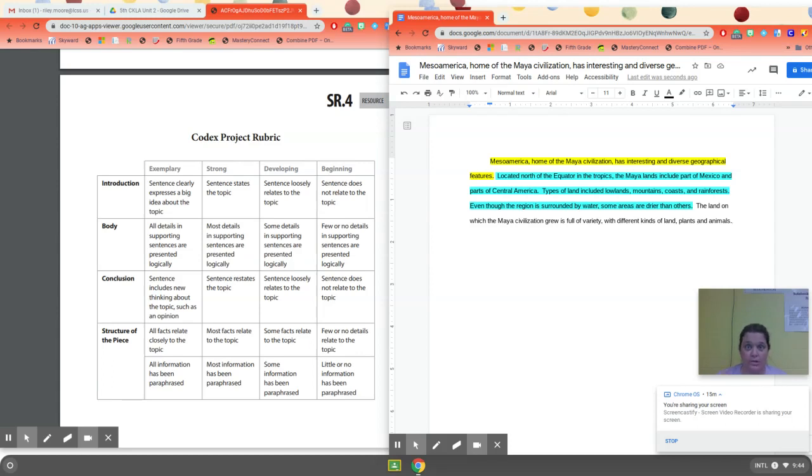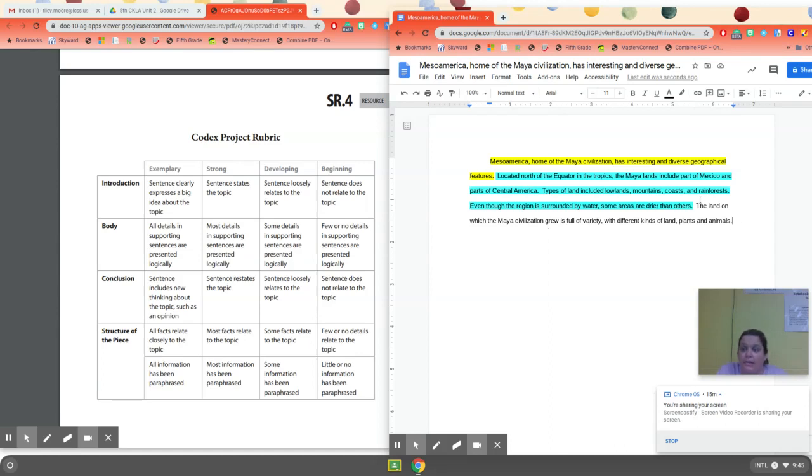I do not want choppy short sentences. We want really good quality sentences. Does it support what I'm talking about? Remember, my topic was Mesoamerica geographic features. Well, right here, I'm talking about where it's located, and I'm talking about Mexico and parts of Central America. Check. I give you examples of the geographic features. Check. And another thing, I talk about its climate. Check. So I have written, let's see, 3 good quality sentences about the topic.